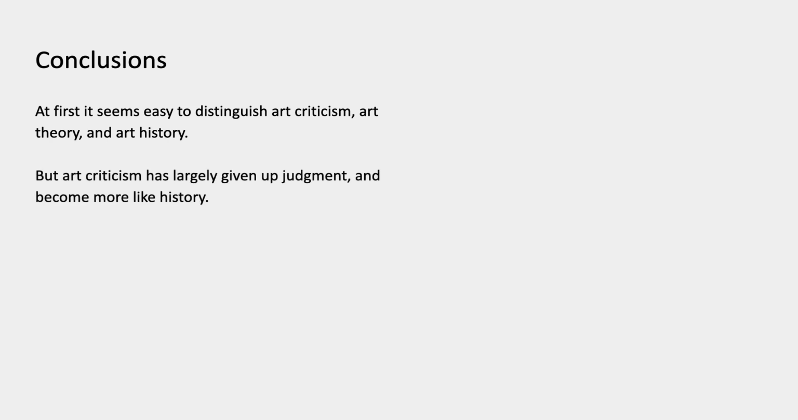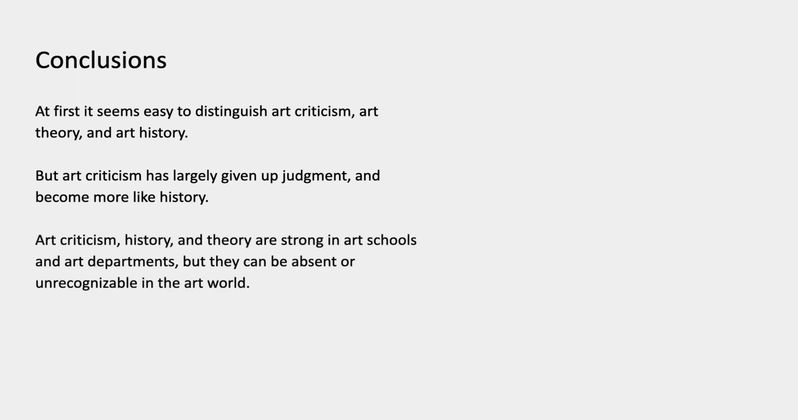So, by way of conclusion, I think at first it seems very easy to distinguish art criticism, art theory, and art history. But art criticism has largely given up judgment and has become a lot more like history. These things are very strong in art schools and art departments, but in the outside world they can be absent or unrecognizable. So these are definitely issues that have more to do with academic life than with the art market, the art world, or the world outside academia.